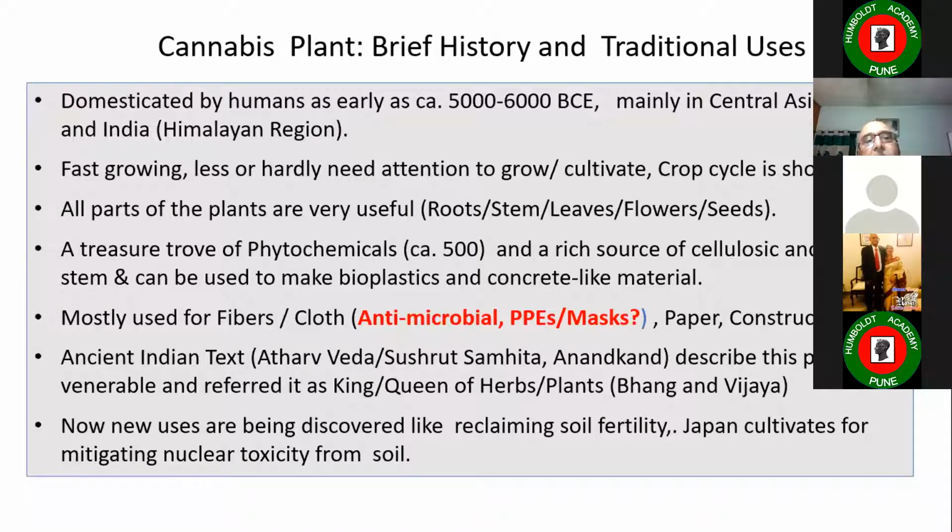Ancient Indian texts like the Atharvaveda and Sushruta Samhita, which I have downloaded, by the way, just to see for myself, considered it very venerable, very gifted by the gods, and it is also known as Bhang and Vijaya. Now, new uses are being discovered, such as reclaiming soil fertility. I was amazed to see that Japan is cultivating it on a large scale for removing nuclear toxicity in the soil. It is a remediation also.